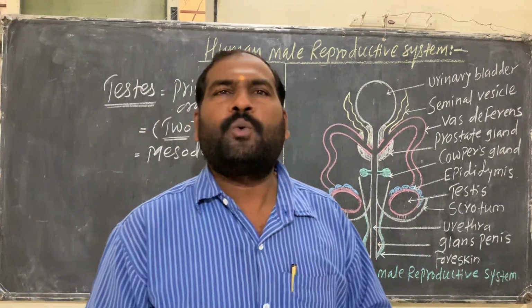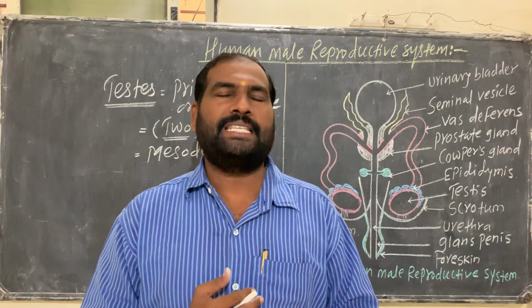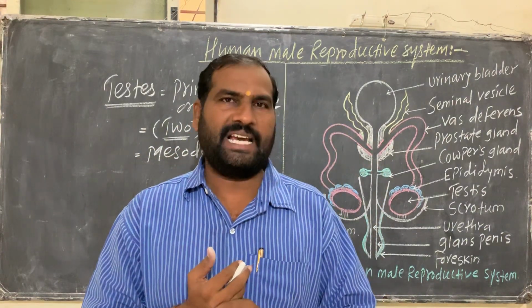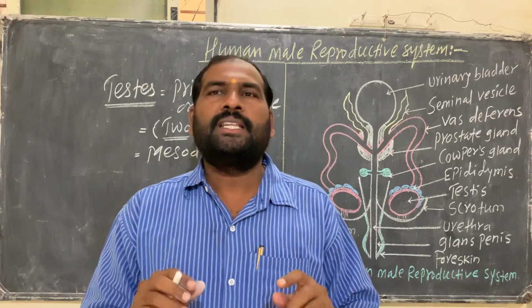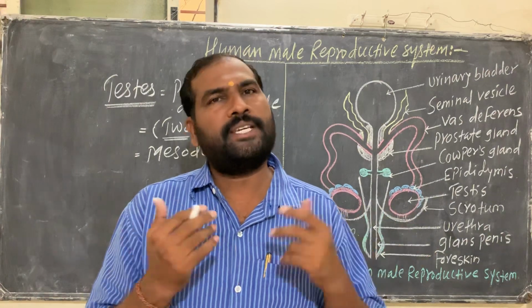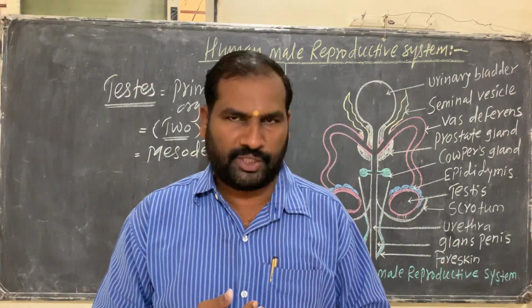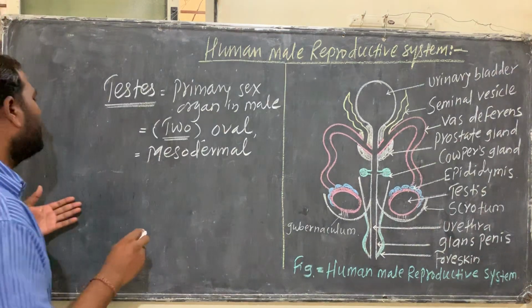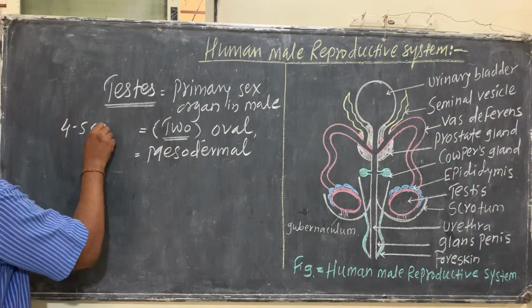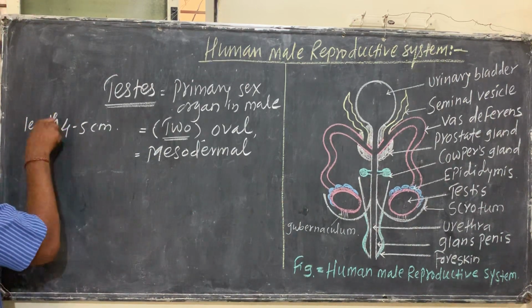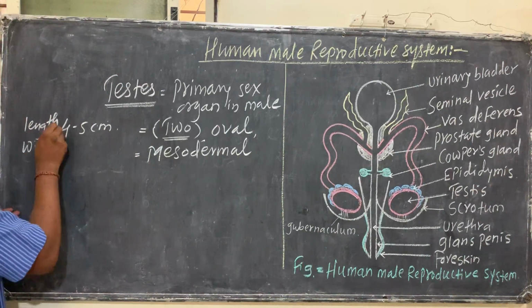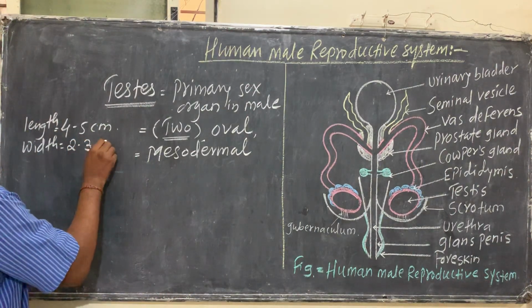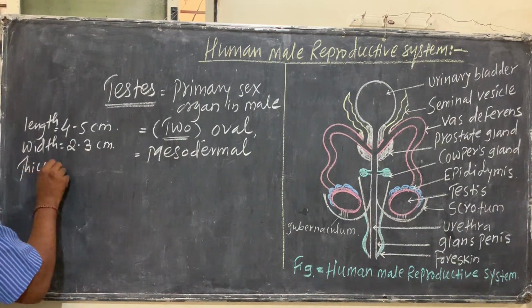Another thing: what is the size of the testes? The length of the testes is near about 4 to 5 centimeter. Then the width is 2 to 3 centimeter. And the thickness is 3 centimeter. So the length is 4 to 5 centimeter, the width is 2 to 3 centimeter, and here is the thickness.